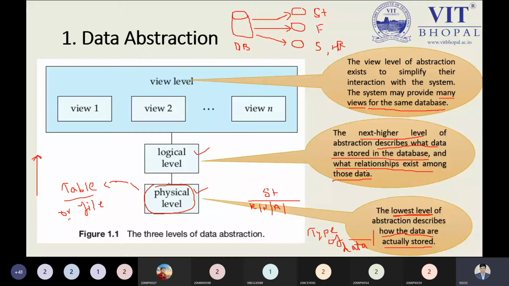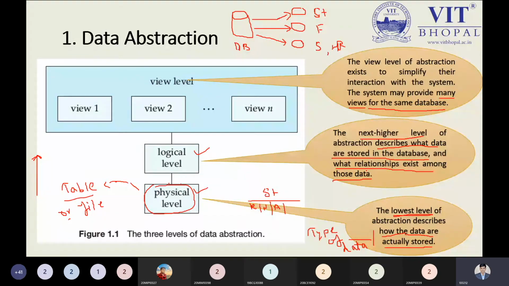Next is the next higher level. On the slide, you can see there are lots of viewpoints, V1, V2 and so on, view n. So now we have the view level. What is the view level saying to us? The view level is saying we have many views of the same database. There is only one physical level, only one logical level, and in the view level we have only one view level, but inside it we have many views.